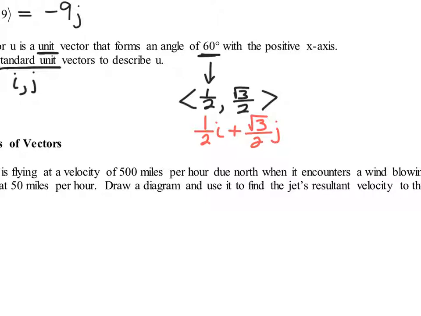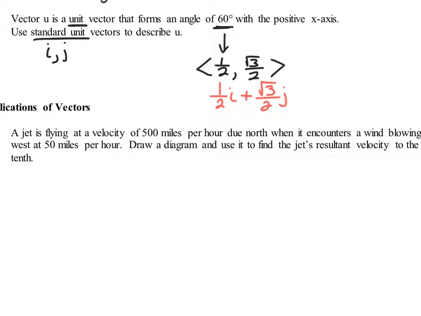So here it's actually a very basic problem. A jet is flying at a velocity of 500 miles per hour due north. So start off with that. I'm going to identify due north the way a normal person would. I'll call that vector n. Now, vector n has a magnitude of 500.